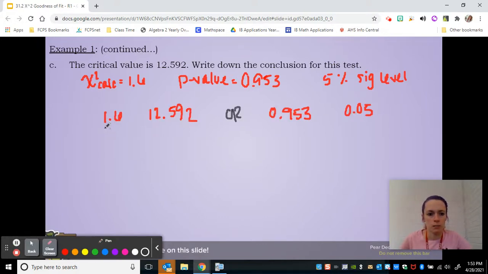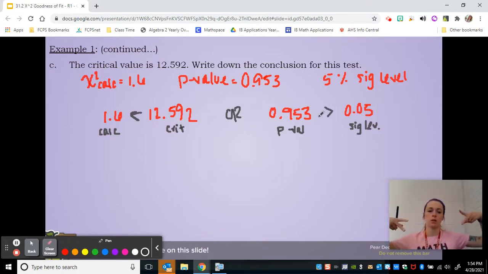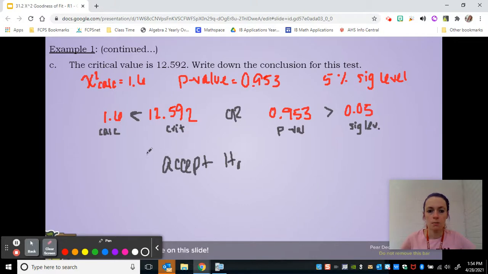So looking at my calc and critical values, my calculated value is less than my critical value. Looking at my p-value versus my significance level, my p-value is greater than my significance level. So again, my inequality signs are facing each other, so they're accepting each other, and I'm accepting my null hypothesis, meaning that each day is equally likely.